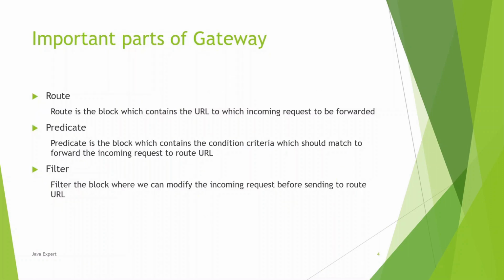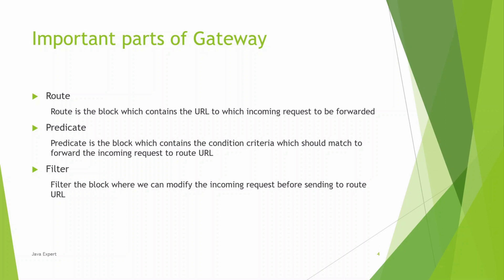Important parts of gateway. We have 3 important parts: route, predicate, and filter. So what is a route? Route is the block which contains the URL to which the incoming request is to be forwarded. So basically, in the route block we are going to mention our actual microservice host and port, right? Then the predicate is the block which contains the condition criteria which must match to forward the incoming request to the route URL. Basically, based on what condition that particular request needs to be forwarded to that particular microservice. So here is the place we are going to define some conditions, right?